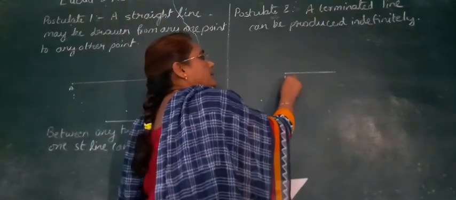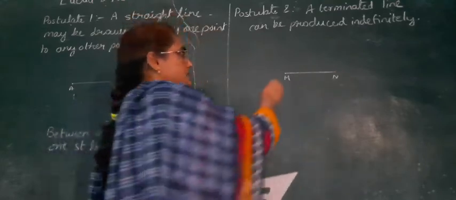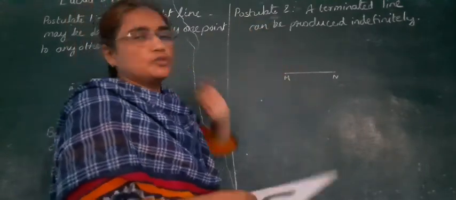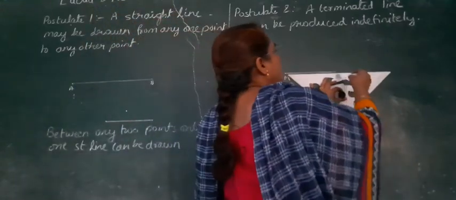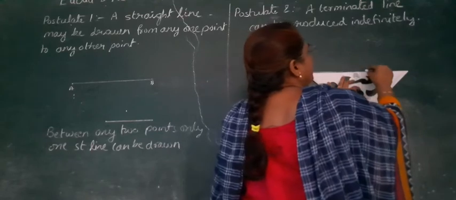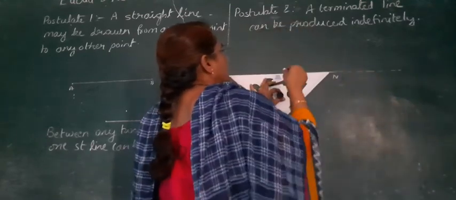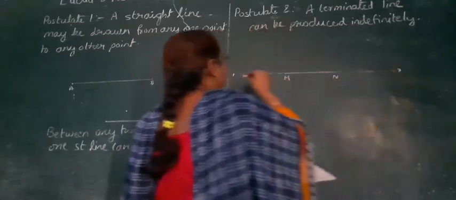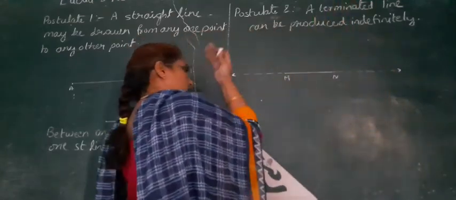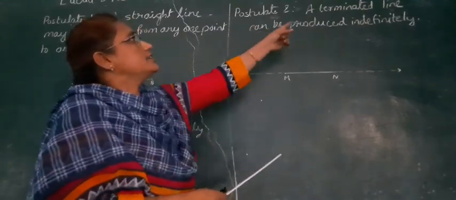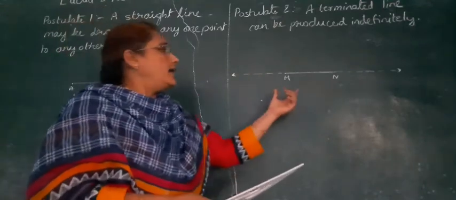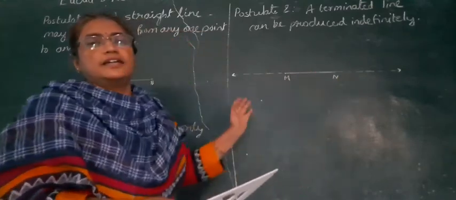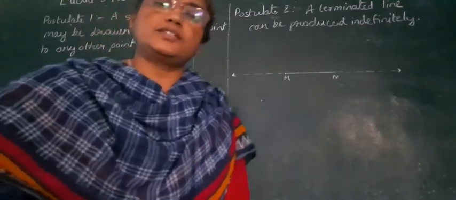So if we take it as M and N, this point M and this point N, according to this postulate, what does Euclid want to say is it can be produced indefinitely. It is true. See here, if I want to produce this line, I can produce this line as much as I can. So I will take the arrow mark here because it can be produced further, it can be produced here also. This is what the second postulate says: a terminated line can be produced indefinitely, or a line segment can be produced at its ends. At its ends we can produce the lines indefinitely. This is what postulate 2 says.